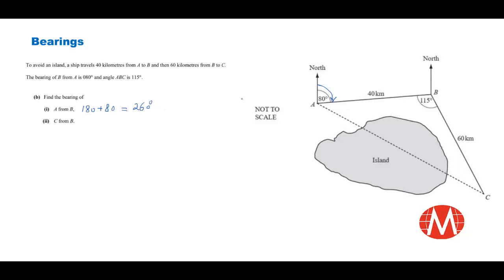There is another way to find this bearing of A from B. If we extend this north line down, okay students, the angle from this north to here, up to this road, the road which is going from A to B, is 80 degrees, and this angle from this road to this north will also be 80 degrees, because they both are alternate angles. Okay.